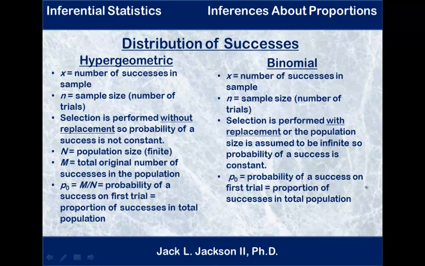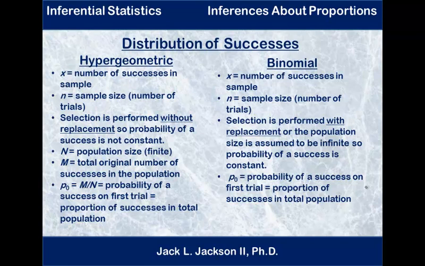Now let's recall the difference between a hypergeometric and a binomial distribution. In both cases, x equals the number of successes in the sample, and lowercase n is the number of trials, or the sample size. But the big difference is this. In a hypergeometric distribution, the selection is performed without replacement, so the probability of success is not constant. Let's say you have 10 items, and 7 of them are successes. The first time you have a probability of 7 tenths, or 0.7, for a success. But the next time, your probability of success is either 6/9 if you chose a success the first time, or 7/9 if you chose a failure the first time. So your probability of success depends on what happened in the earlier trials.